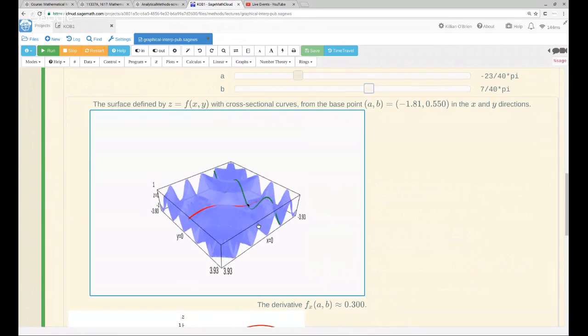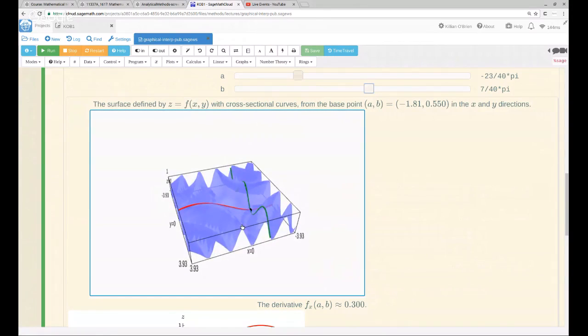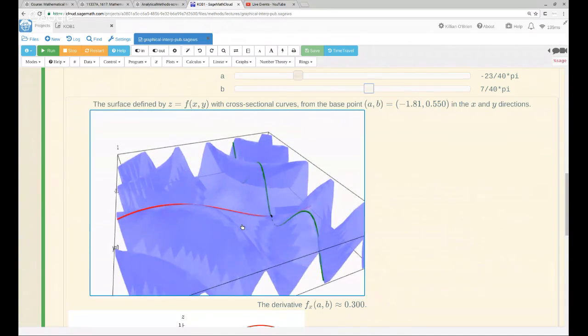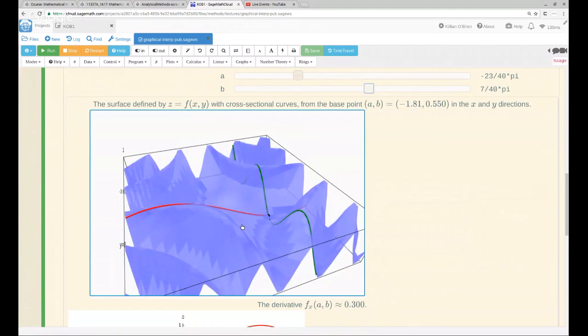And what I'm doing there is I'm moving the base point. And still, the red curve is parallel to the x-axis, and the green curve is parallel to the y-axis. What we're seeing there are the two cross-sectional curves along the surface. So the green curve and the red curve both lie on the surface.